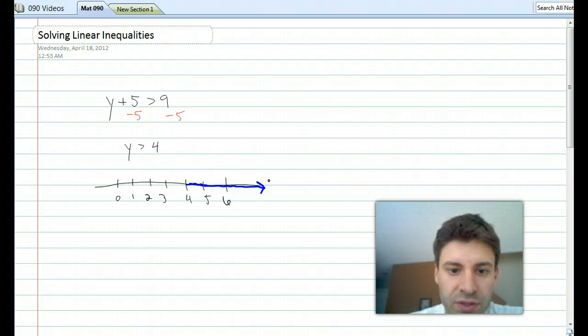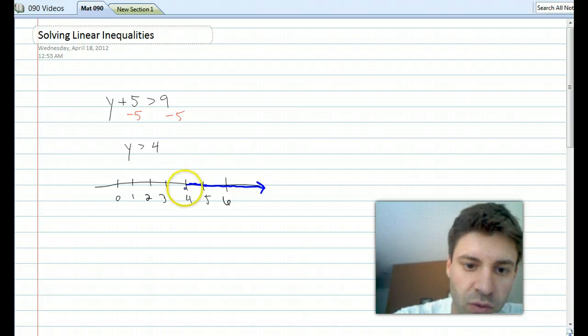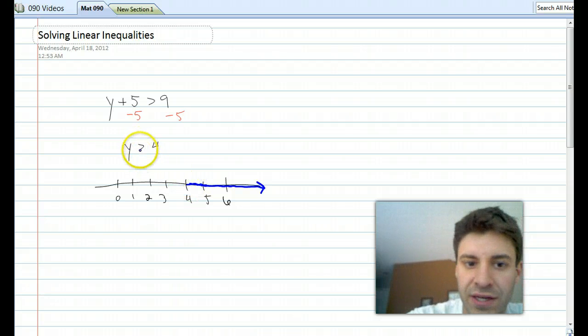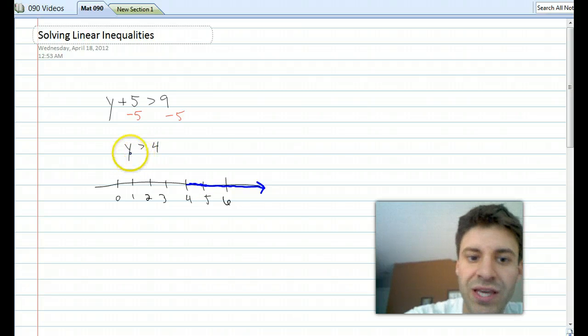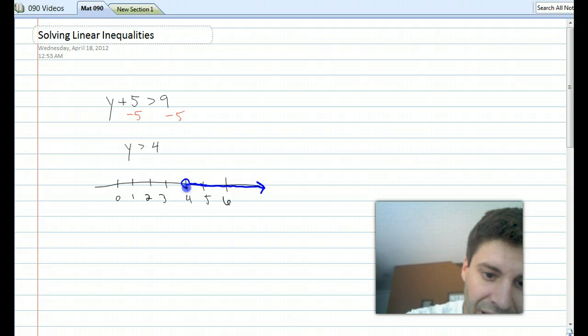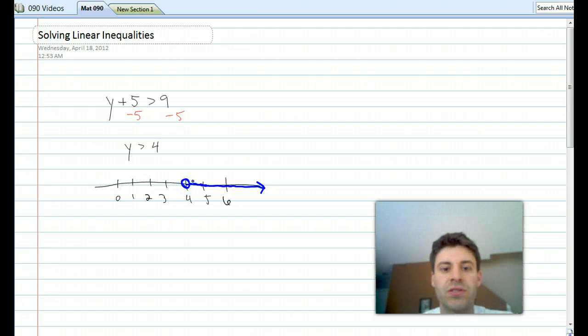Now the question is, what happens right there at y equals 4? Well, you'll notice the inequality is just a greater than sign. It's not a greater than or equal sign. So we can't include 4 in this inequality. The way we represent that is by putting an open circle right there at 4 on our number line.